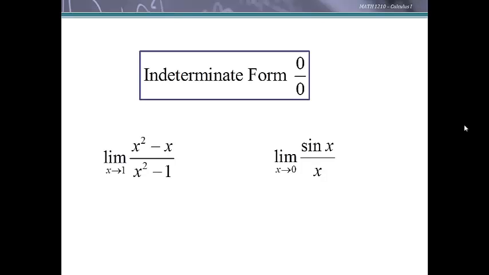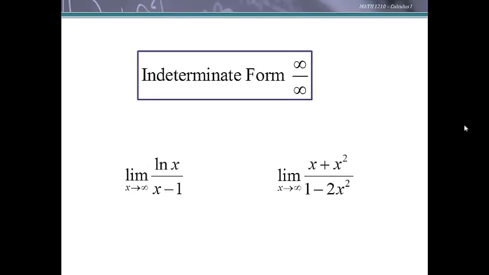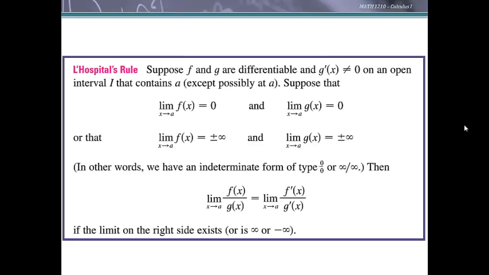The first two examples we looked at were of the indeterminate form 0 over 0, because when we tried directly evaluating them, we got 0 in the numerator and we got 0 in the denominator. The second two examples were the indeterminate form infinity over infinity, because again, trying direct evaluation, we got infinity over infinity. Now we're ready to look at L'Hopital's rule. Notice the spelling here. It is spelled differently in various places. It's still pronounced L'Hopital, not hospital.